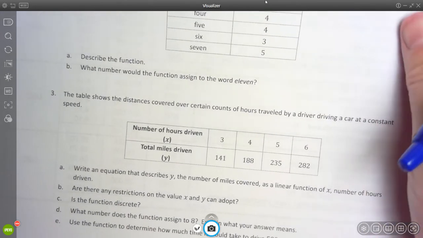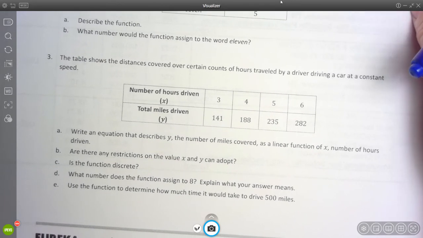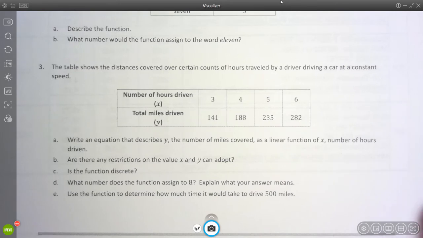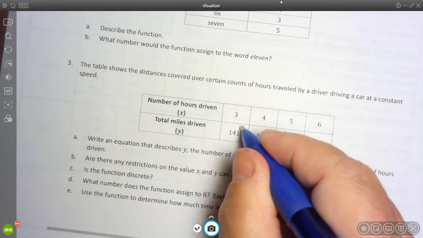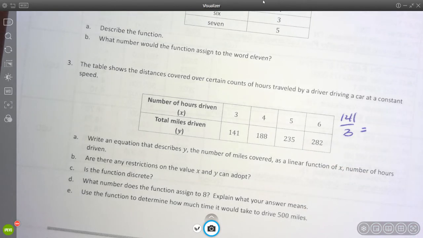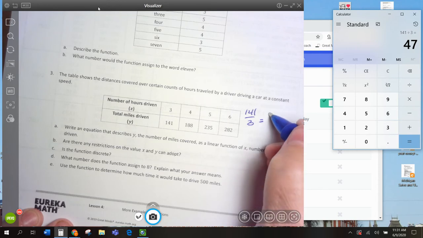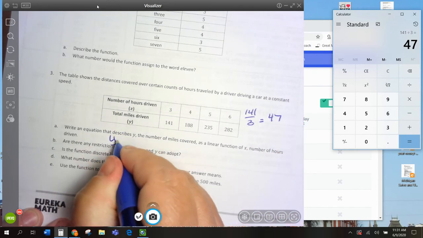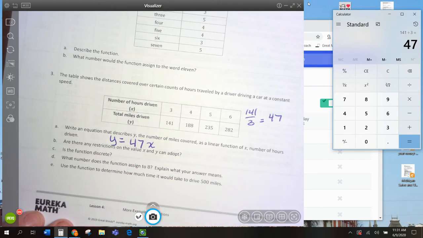This table shows the distance covered by certain counts of hours traveled by a driver driving a car at a constant speed. Write an equation of the miles covered. So what would our equation be? Well, first let's find our constant, right? 141 miles in 3 hours would give us what? 141 divided by 3 is going to give us 47 miles an hour. So y, our total distance, is going to be 47 miles times every hour we drive, 47x.